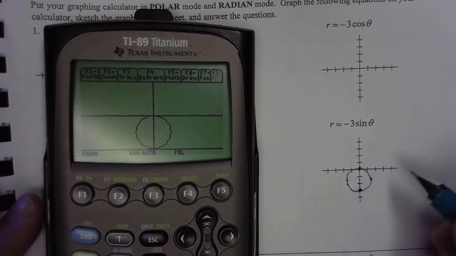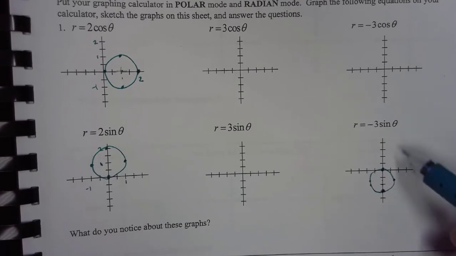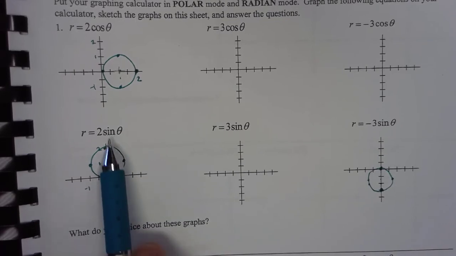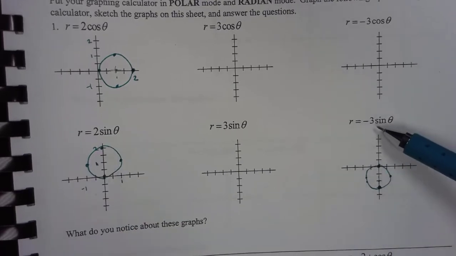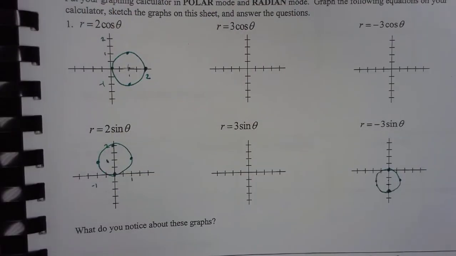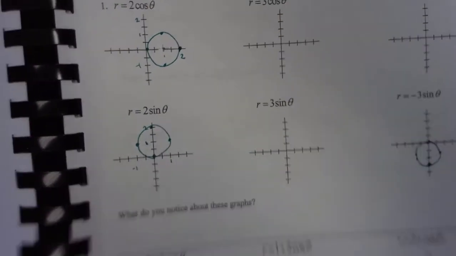Now, interesting. Now I know we graphed -3 sine theta, but look what it did. Here's 2 sine theta. That's a diameter of 2. -3 sine theta has a diameter of 3, but it's down here. Interesting. So you're going to finish these graphs out. Let's look at the next one.